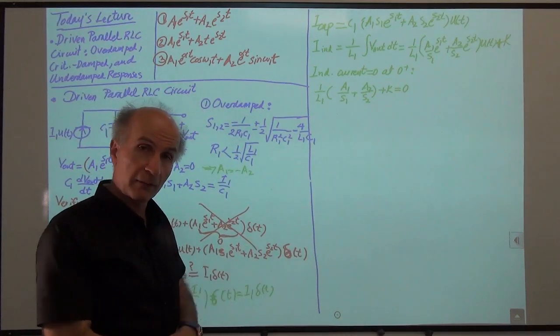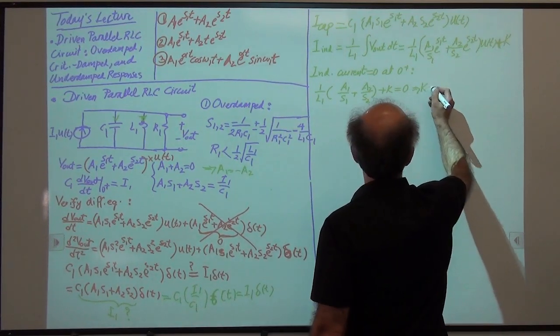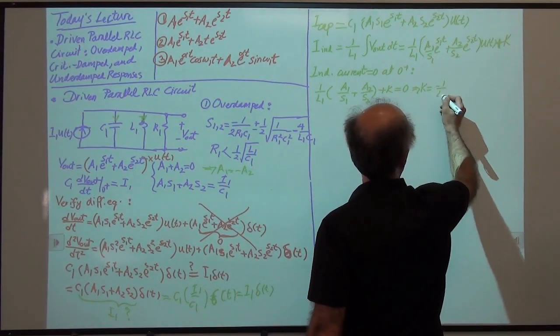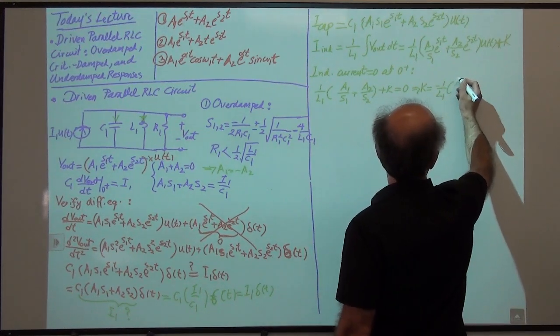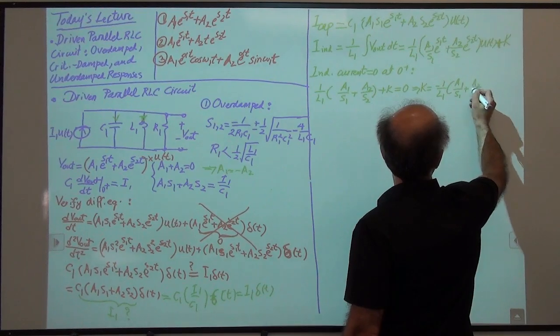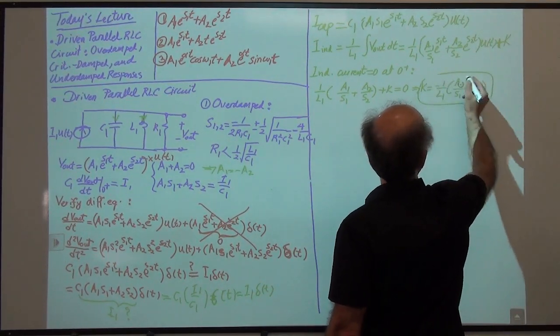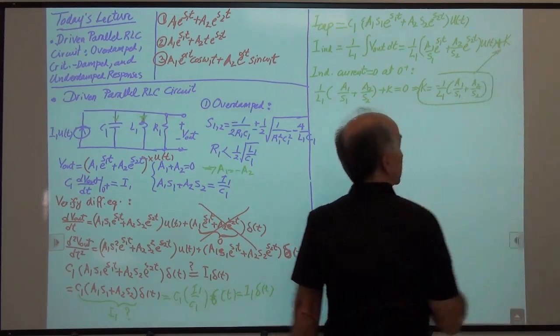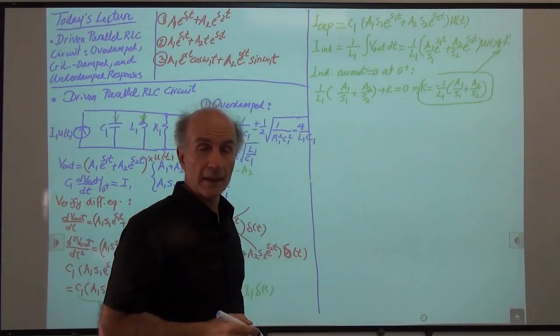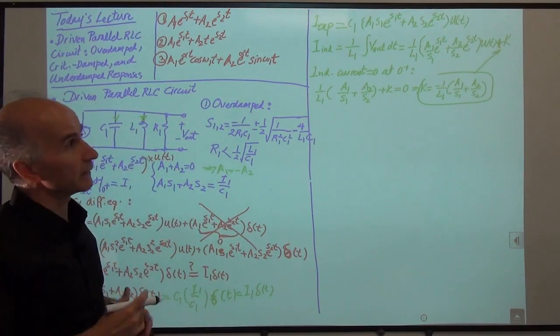Okay, so that gives us the value of K. K is minus 1 over L1 times A1 over S1 plus A2 over S2. So that goes in here, and this completes the response as far as the current through the inductor is concerned.